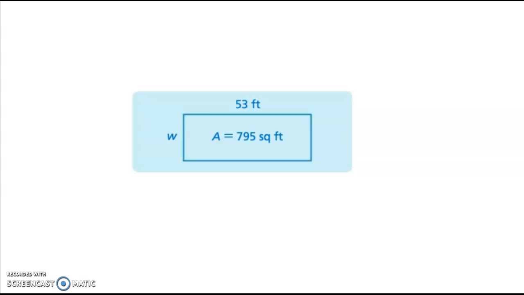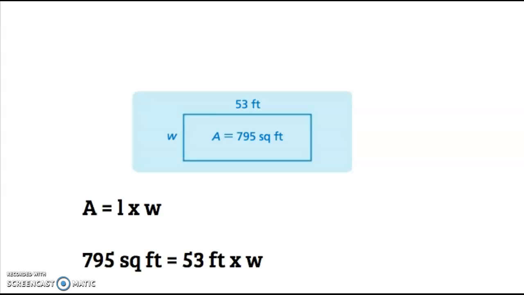So if we wrote our area formula, we're going to put our numbers in different places. Let me show you. All right, here I have my area formula. Area equals the length times the width. Well, if I plug my numbers in, I know that my area is 795 square feet. Then I know that my length is 53 feet for my L, and then I have my W. I'm not quite sure what my width is.